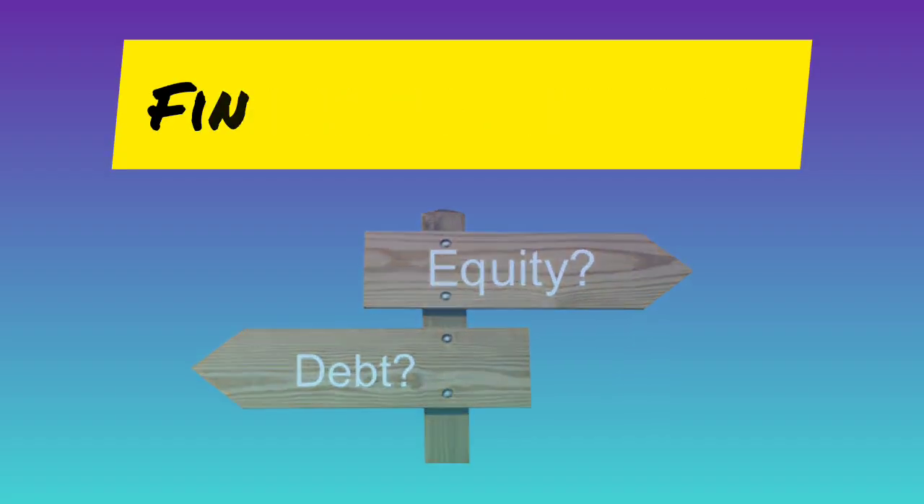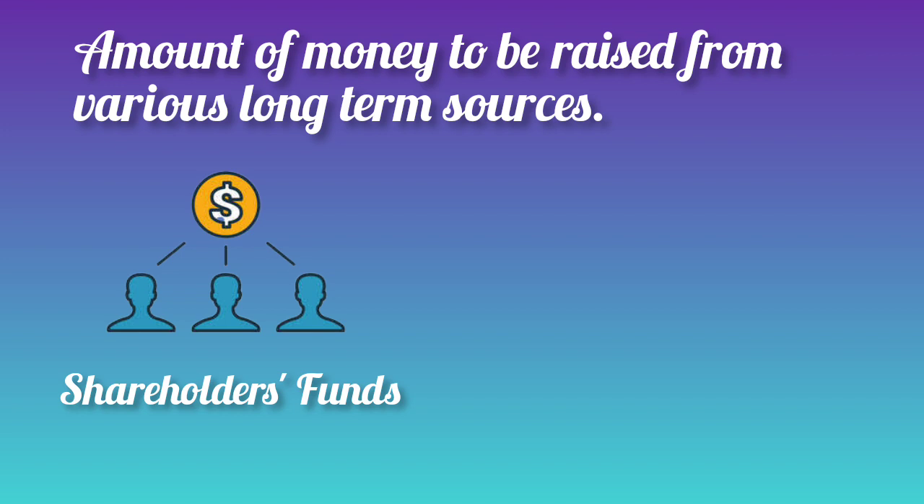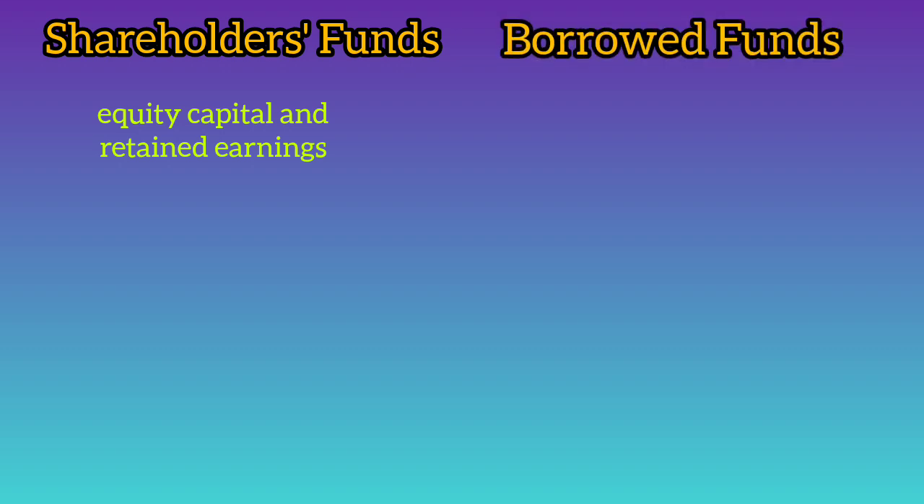Financing decision. This involves decision about the amount of money to be raised from various long-term sources. The main sources of funds for a firm are shareholders' funds and borrowed funds. The shareholders' funds refer to the equity capital by offering shares and retained earnings, which are the amount of profit left after accounting for dividend payments. Borrowed funds refer to the money or say finance raised through debentures or other forms of debt.